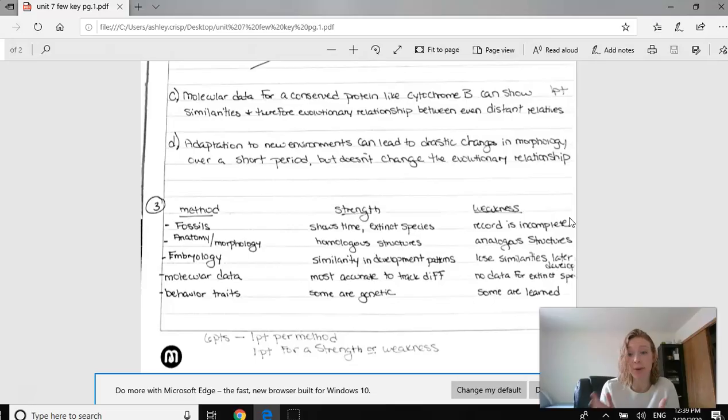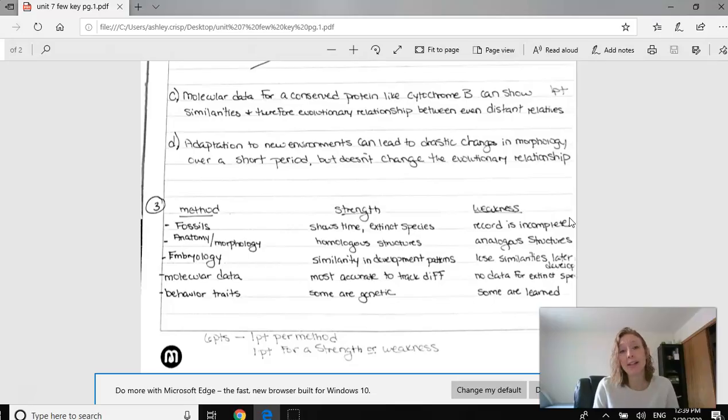Molecular data, as referenced above in the earlier problem, you could use. It's the most accurate way to track differences because you just count up the DNA differences or protein differences between them. The problem is that we don't have that necessarily for extinct species or things going super far back where we can't actually collect DNA.